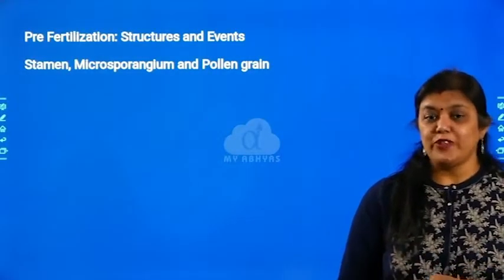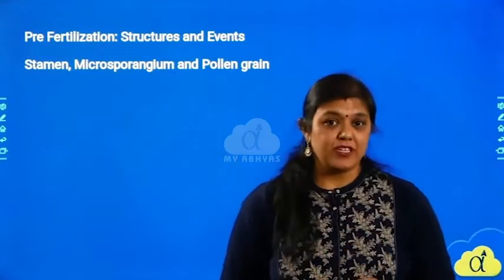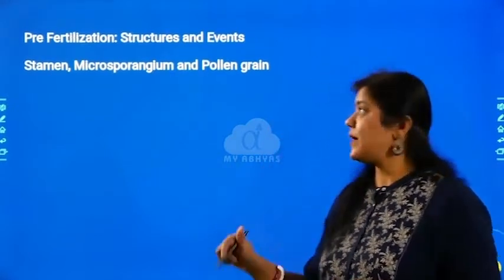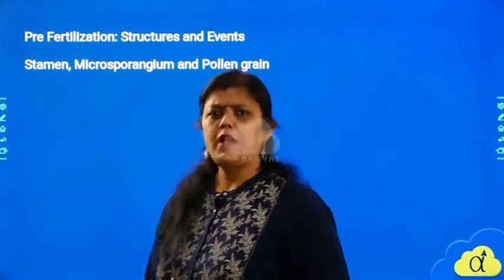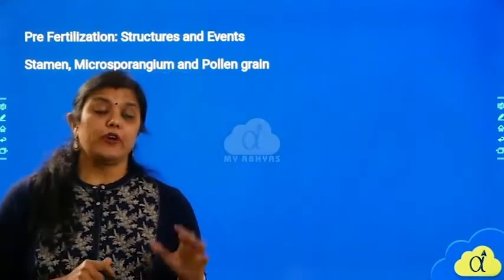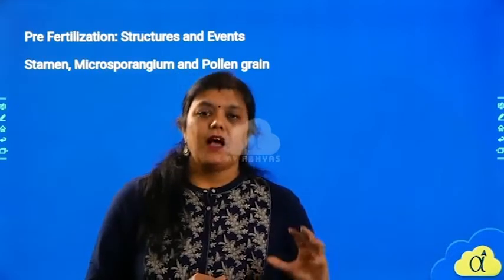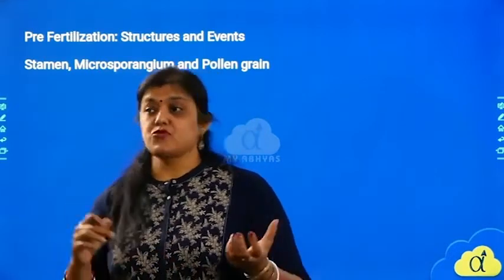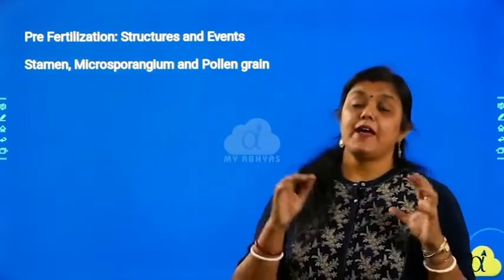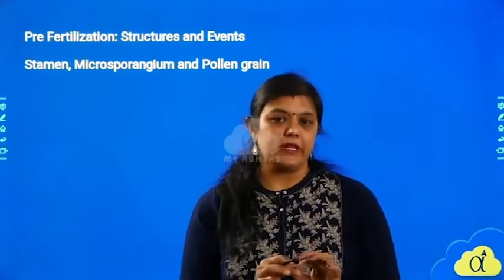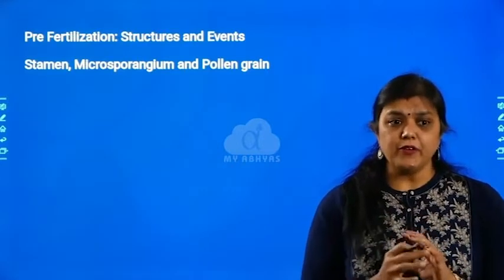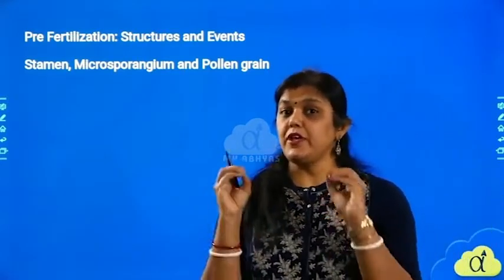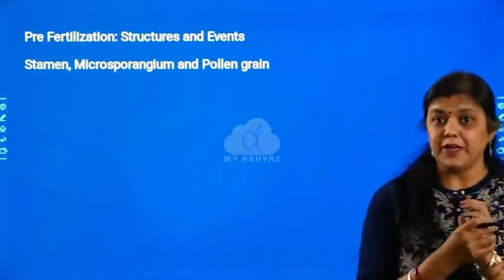Let us start now with the very important pre-fertilization event of a flowering plant, that is the stamen, Microsporangia and pollen grain. What are we going to do in this chapter? We're going to discuss in detail the structure of the stamen, the structure of the Microsporangium, and we'll also talk about the structure of the pollen grains. So there won't be anything left behind over here. We're going to discuss each and every part of this particular topic in detail.